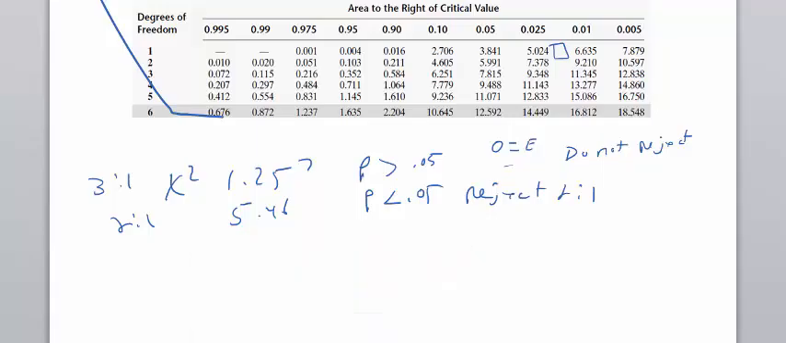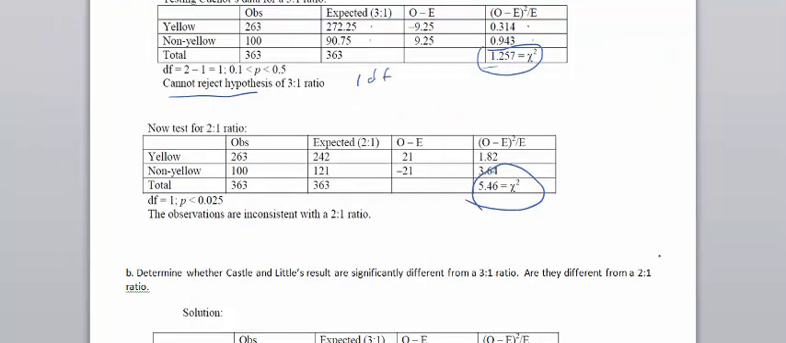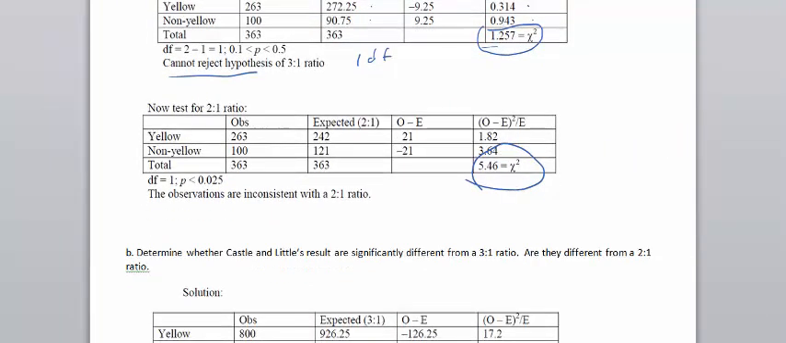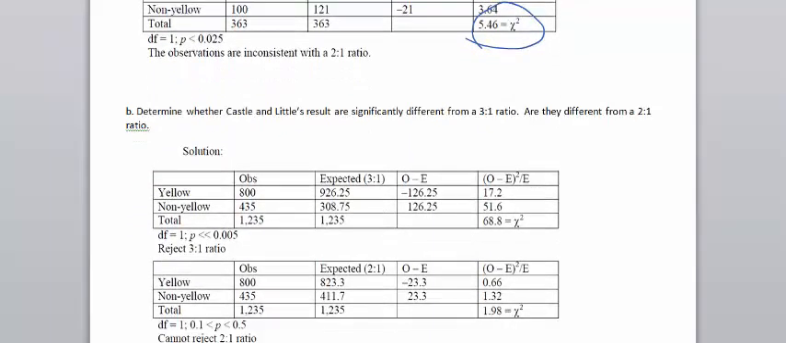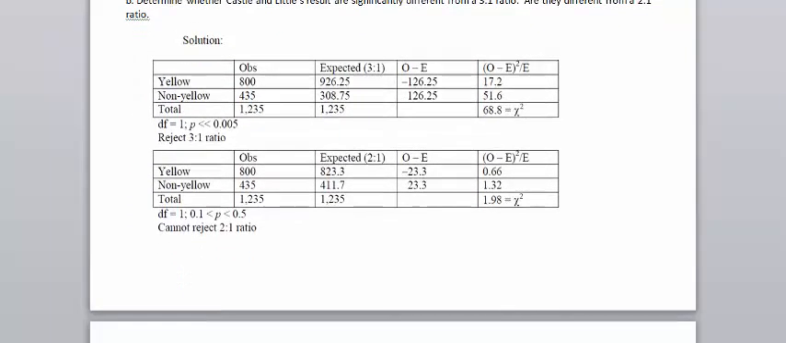And so then let's look at when they redid the experiment, or when these other dudes redid the experiment, they got some different numbers. So these are the Castle and Little results. And they counted up 1,000 mice. It's a lot of mice. And got 800 yellow, 435 not yellow.